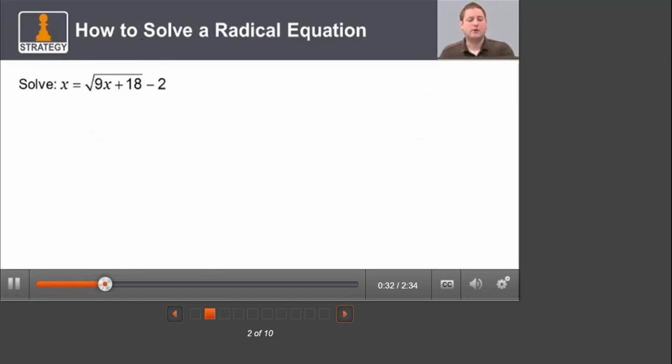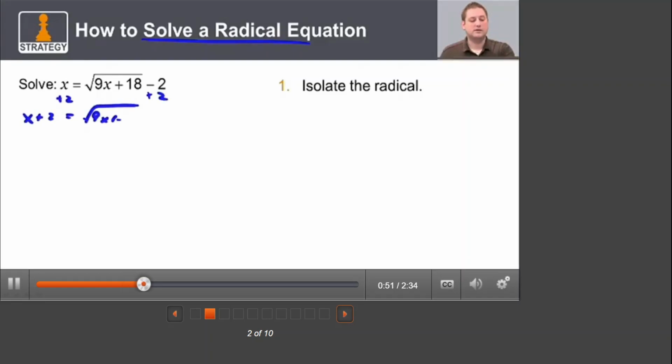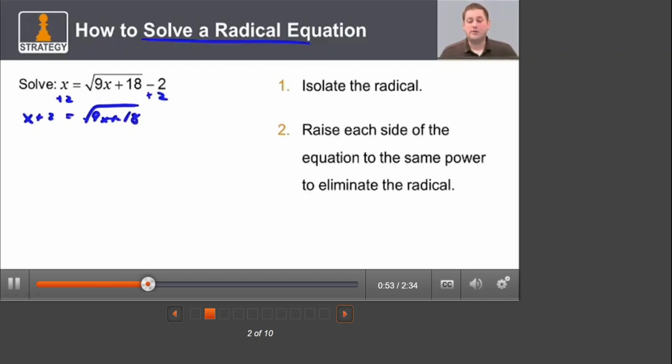Now let's take a look at solving a radical equation. I have x equals the square root of 9x plus 18, minus 2. I can't get my x's together because I have one inside the radical and one outside the radical. So what I need to do is isolate the radical first so we can get rid of it. So I'm going to add 2 to both sides. It gives me x plus 2 is equal to the square root of 9x plus 18. And now I can get rid of that radical by raising each side of the equation to the same power. So I'm going to square both sides.